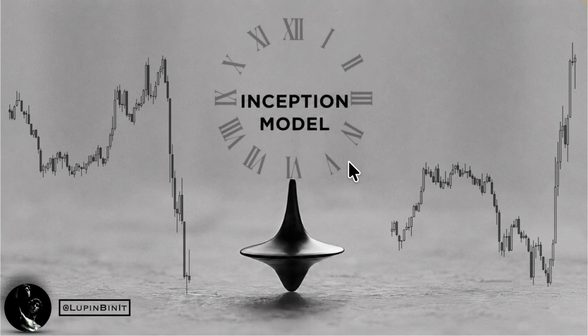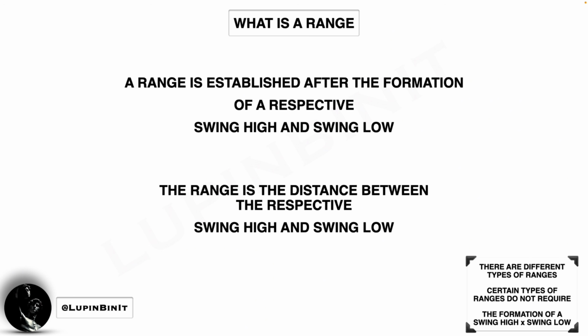Today we're going to be taking a look at ranges and the importance they play in relation to the model, and how an edge can be extracted out of it. So, what is a range? A range is established in price after the formation of a respective swing high and swing low. So the range is the distance between the respective swing high and swing low.